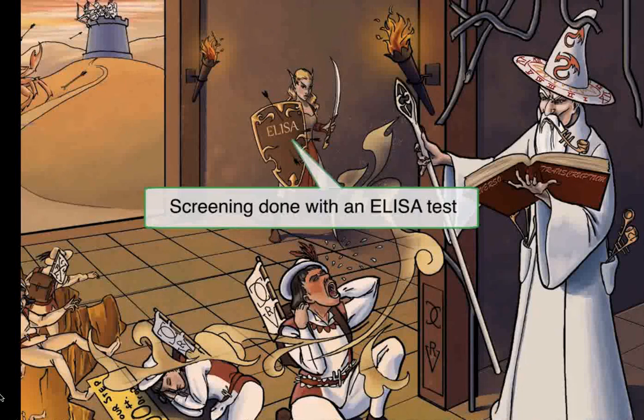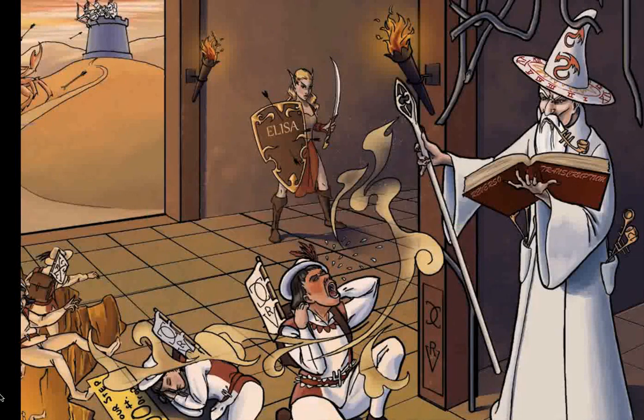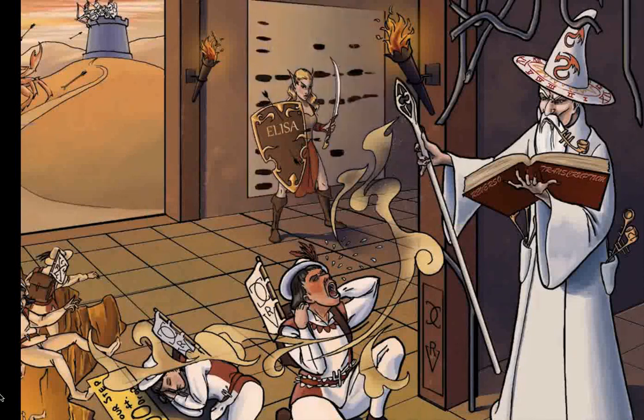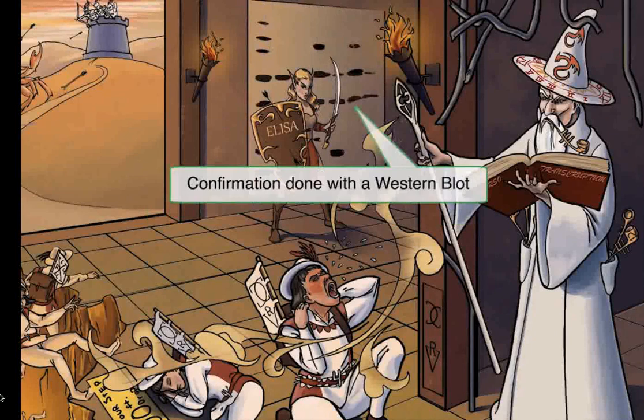A positive ELISA calls for a confirmation test with a Western blot. A Western blot is carried out on gel electrophoresis, so check out this tapestry. Its patterning is meant to look like an actual Western blot.